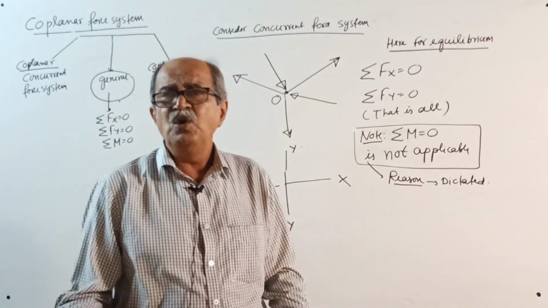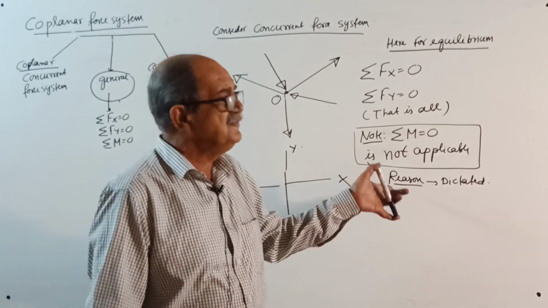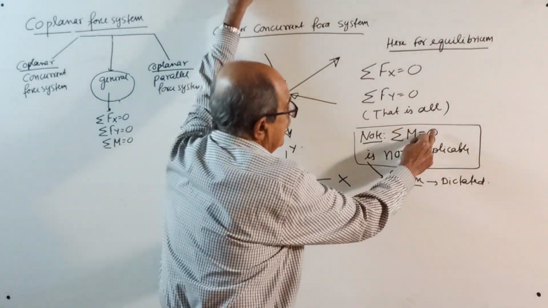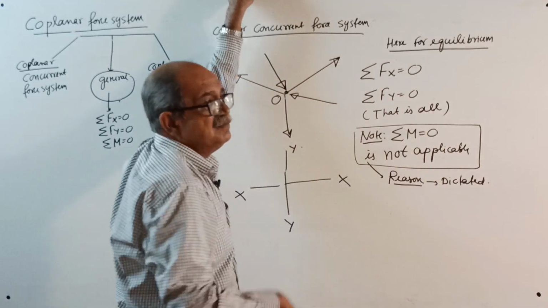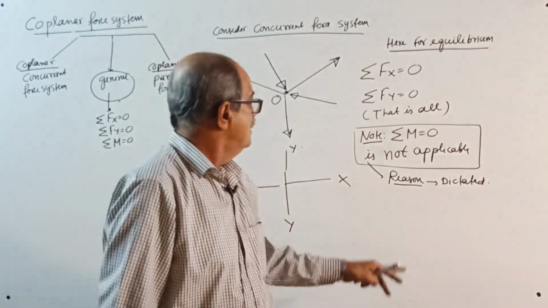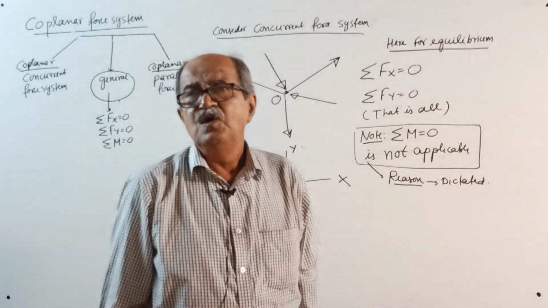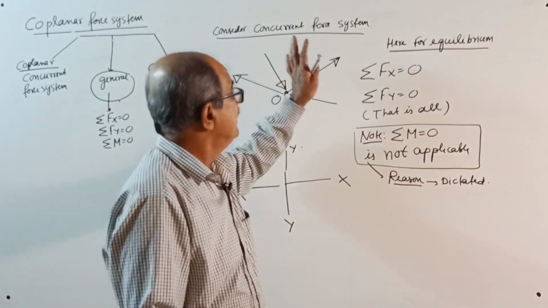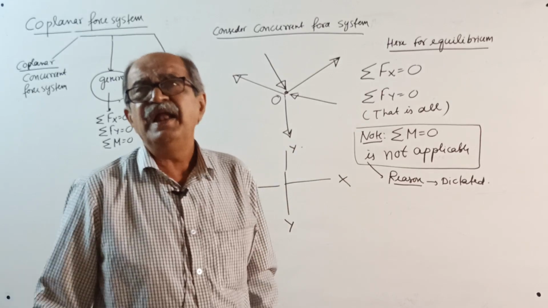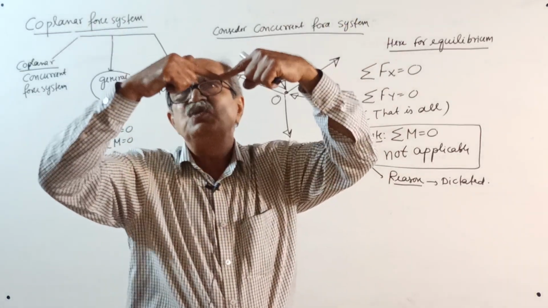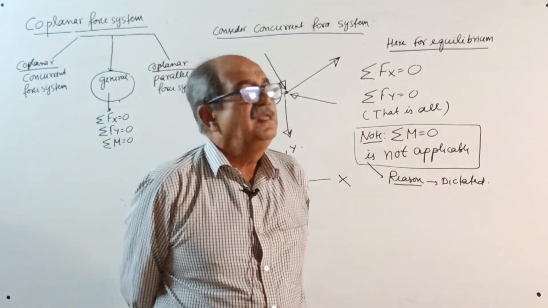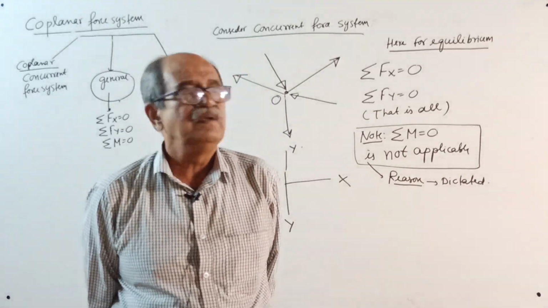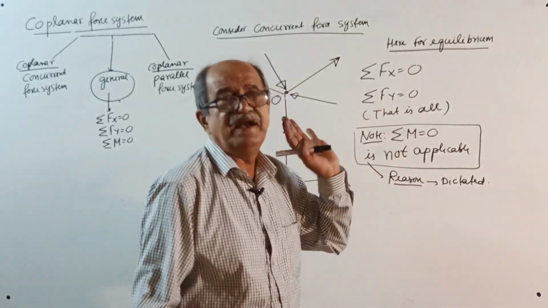Because you can go to the class repeatedly, go to the class 3-4 times. That's all. Note, sigma M equals 0 is not applicable. You cannot apply it. Reason, I will dictate. For those who are interested to know the reason, I will tell. Or others, remember, concurrent: all the forces are passing through one point. Therefore, sigma M equals 0 does not come here. You remember it that way. Okay, the reason I will dictate.